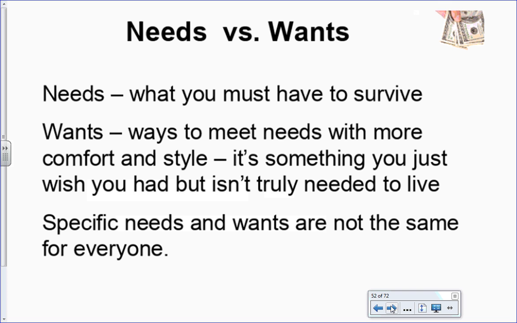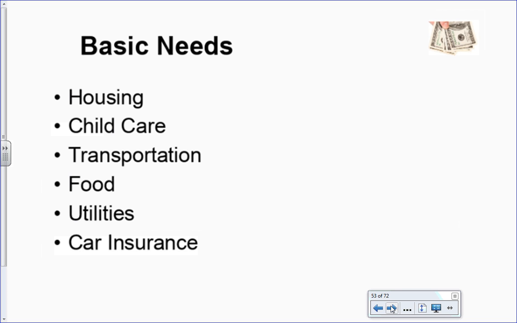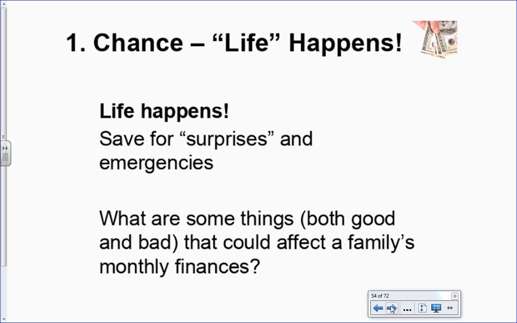Okay, needs versus wants. Needs are what you must have to survive. You have a place to live, something to eat, clothes. Wants are ways to meet needs with more comfort and style. It's something you just wish you had but isn't truly needed in life. Specific needs and wants are not the same for everyone. Basic needs: housing, childcare, transportation, food, utilities, car insurance.